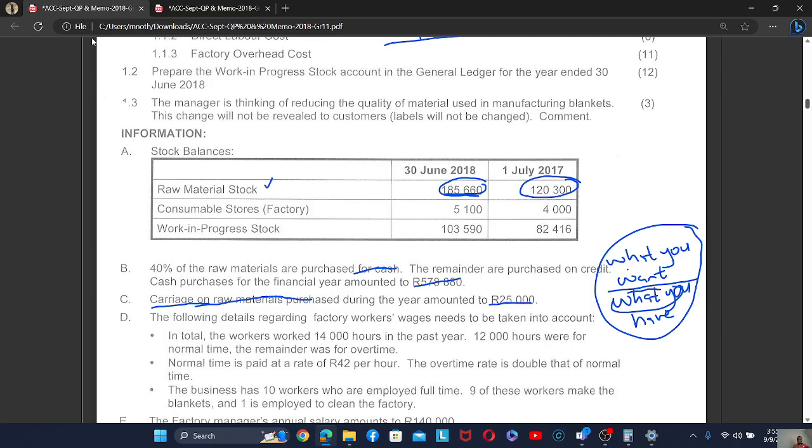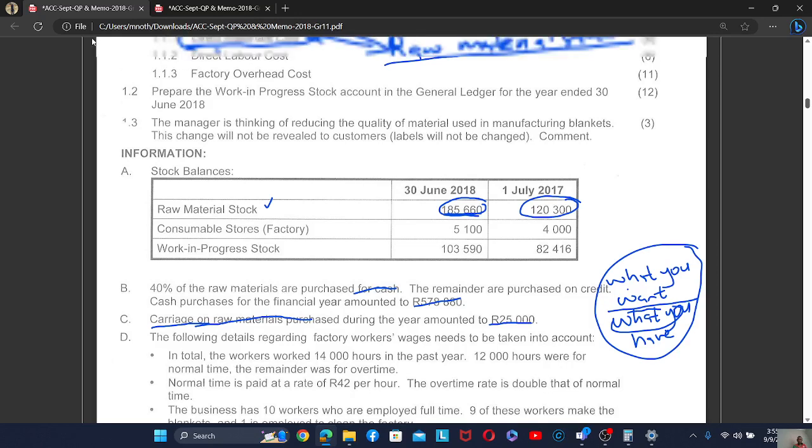And then the direct material cost we are also told to calculate. Let's try to calculate it. Okay.